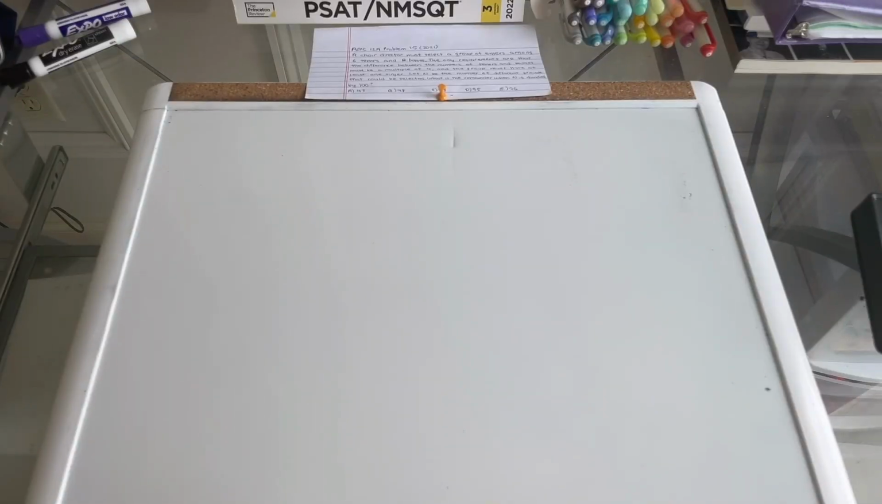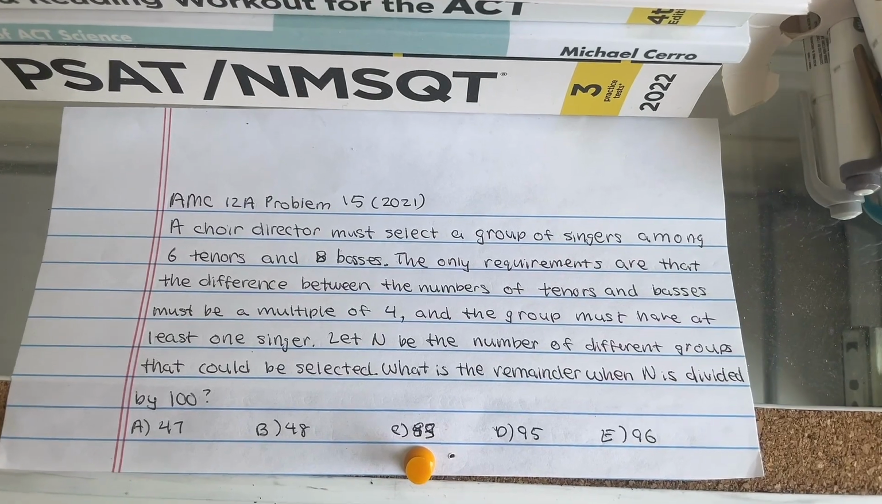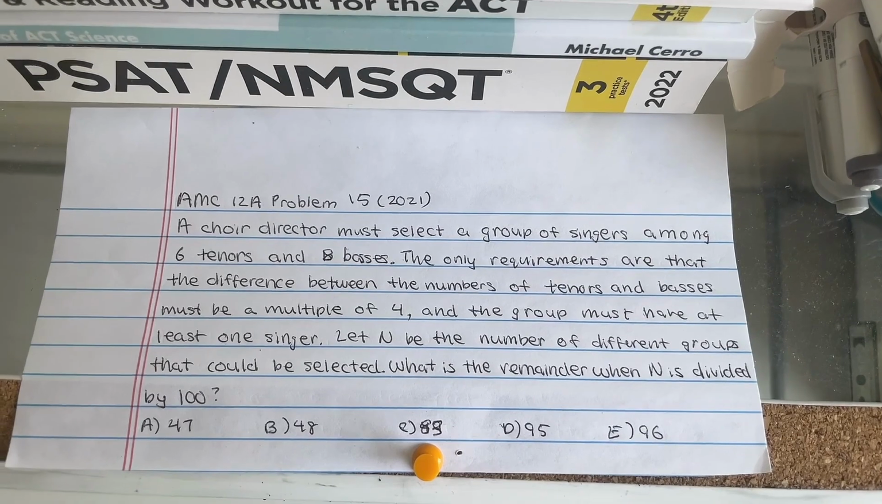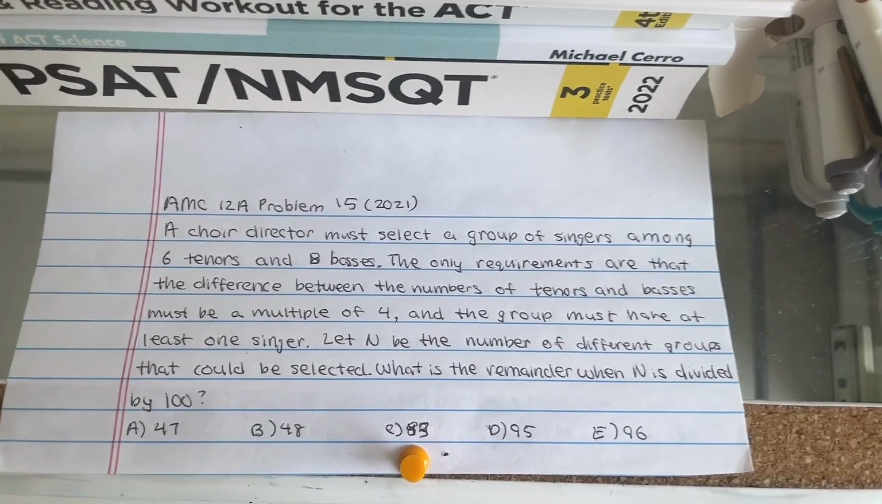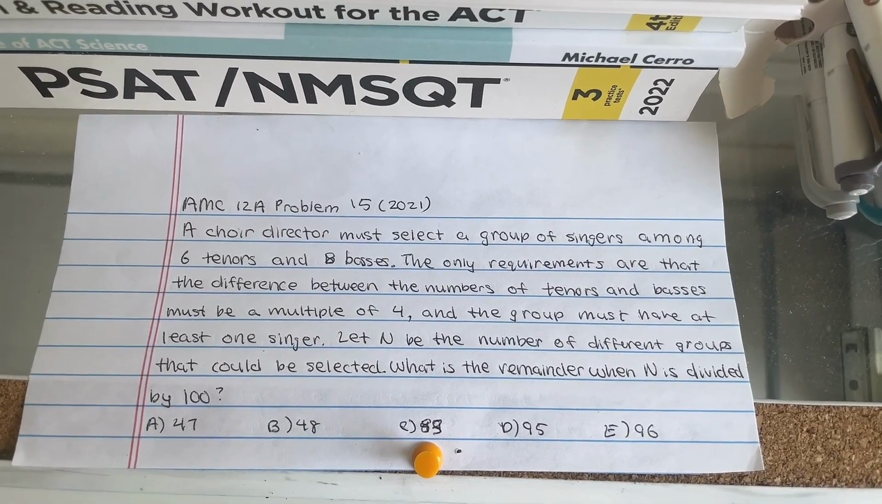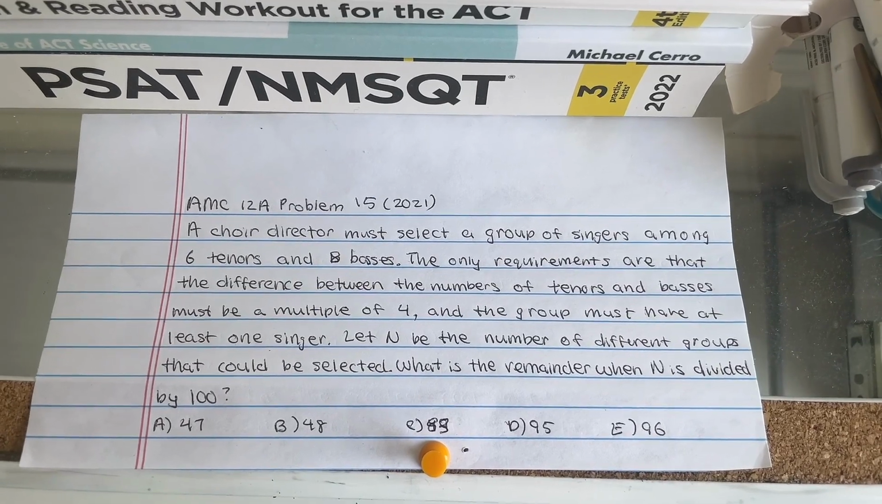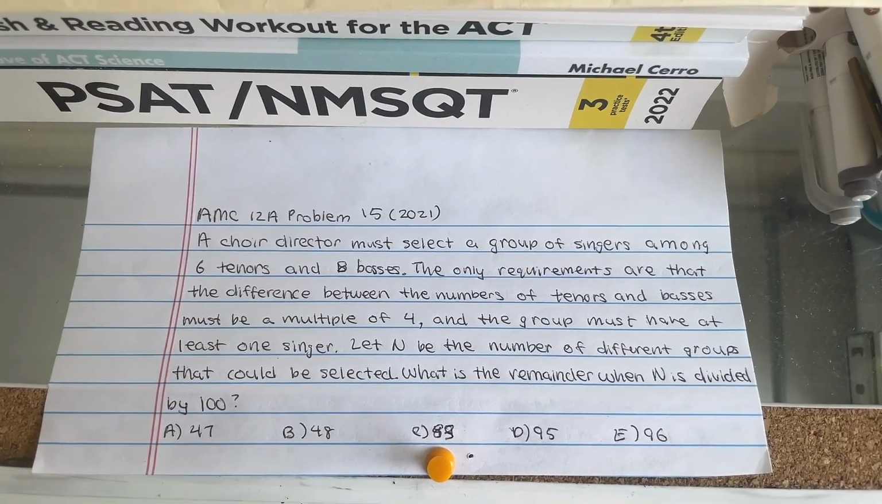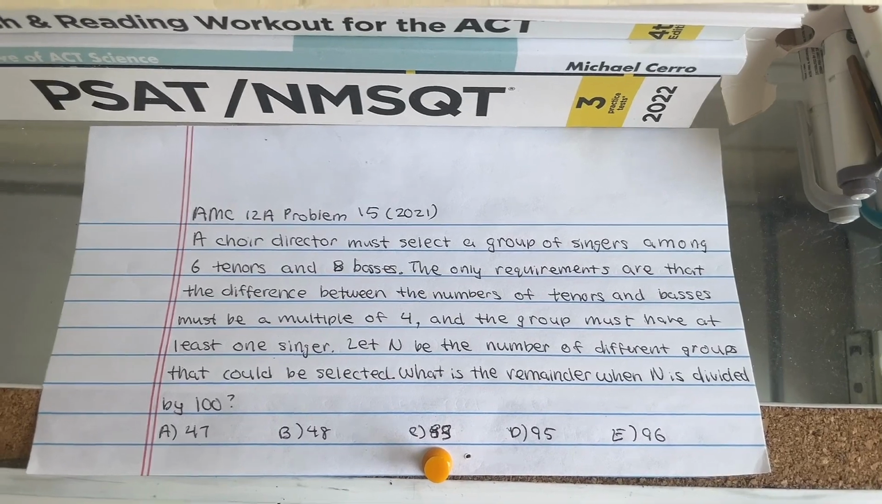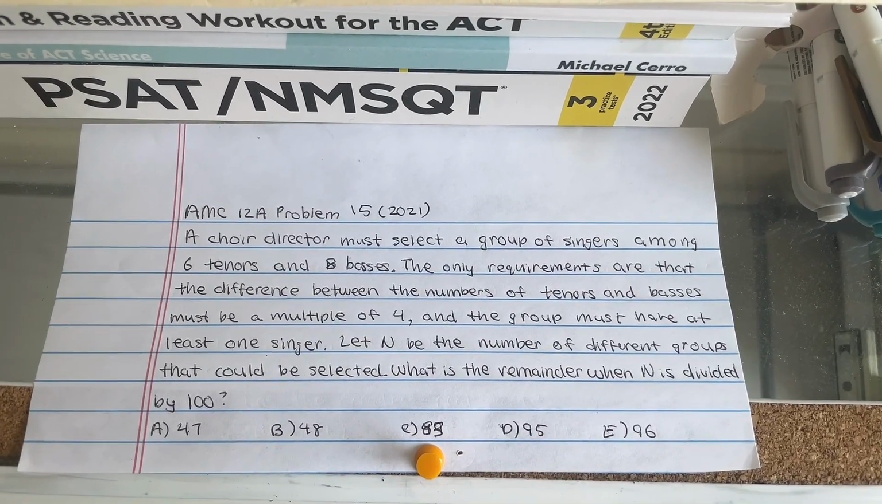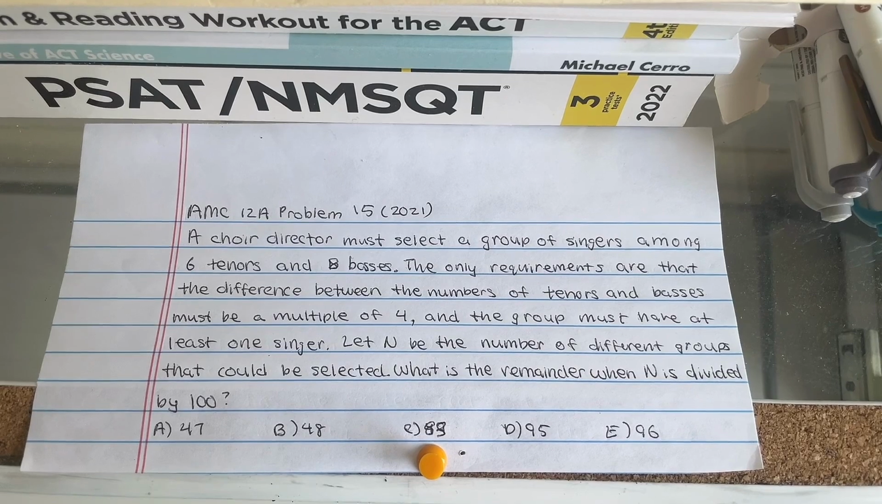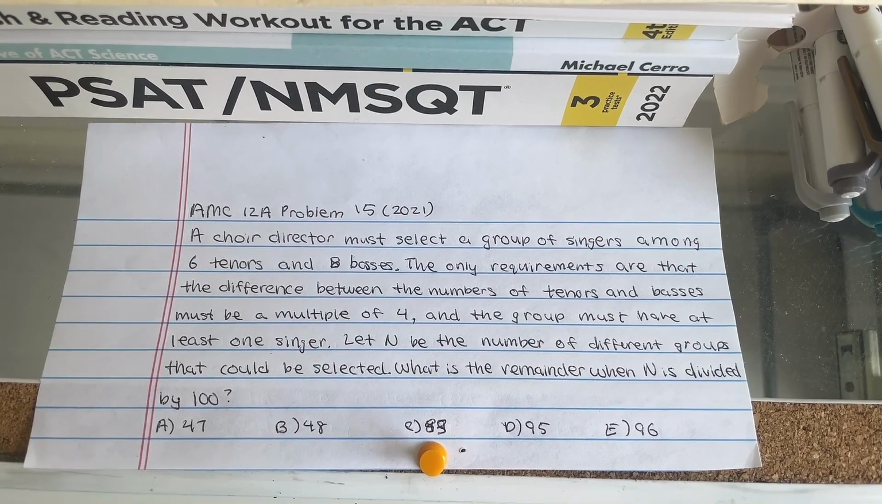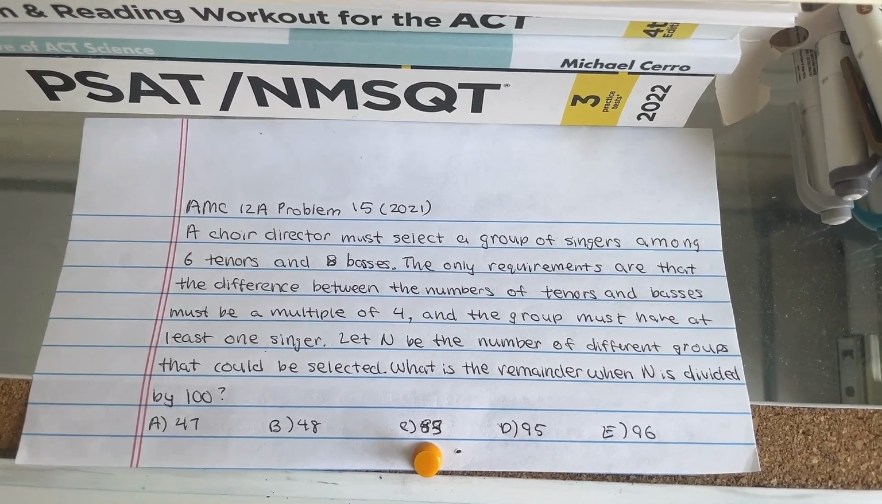This is AMC 12A problem 15 from the year 2021. A choir director must select a group of singers among 6 tenors and 8 basses. The only requirements are that the difference between the numbers of tenors and basses must be a multiple of 4, and the group must have at least one singer. Let n be the number of different groups that could be selected. What is the remainder when n is divided by 100? And here are your answer choices.